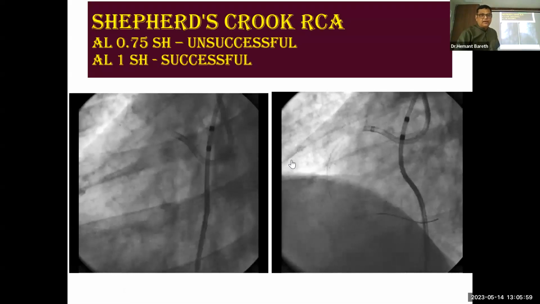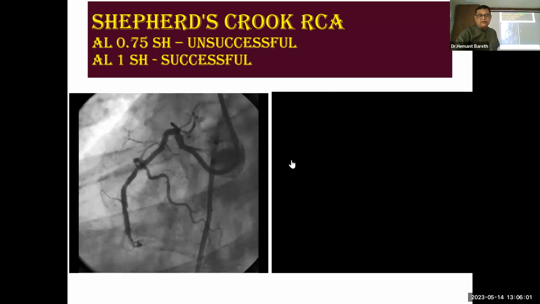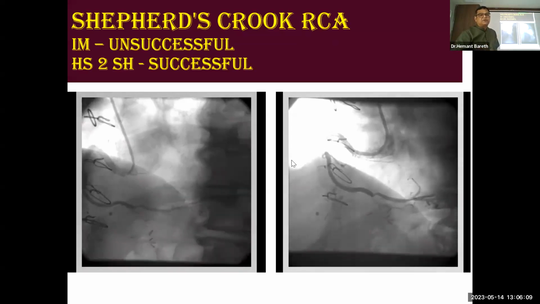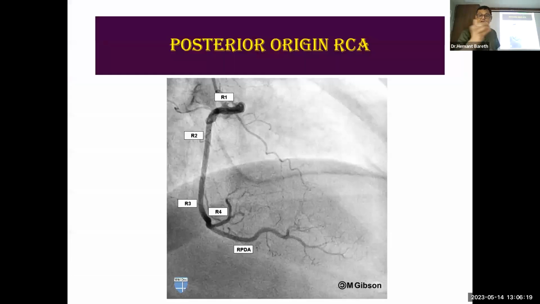AL 0.75 tried, but not hooking. I'll show you again. AL 0.75 tried, but then AL1 tried, and AL1 sitting nicely into it. This is another Shepherd's crook, and somebody tried IM. IM is also like this, so it might be successful sometimes, but it was not. And so this happened. Posterior origin RCA: AL. Anterior, posterior, upper, down, anything, AL.